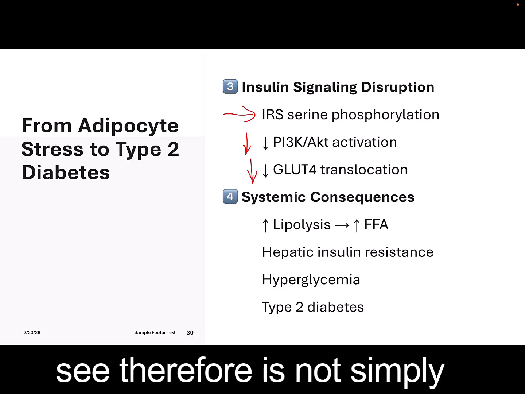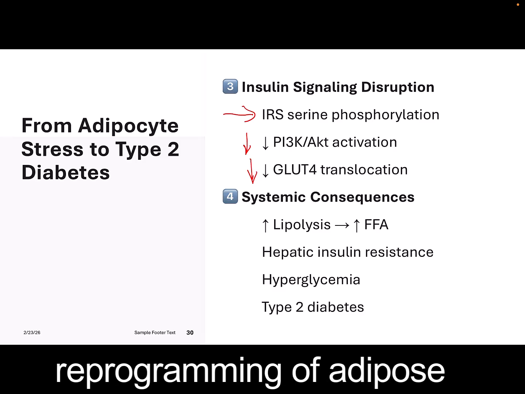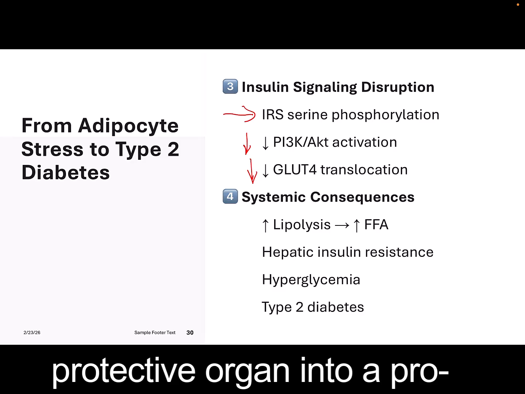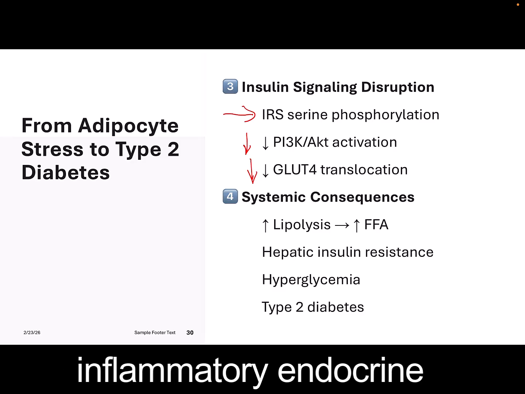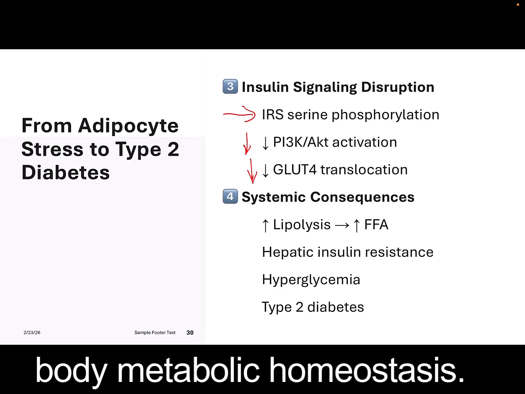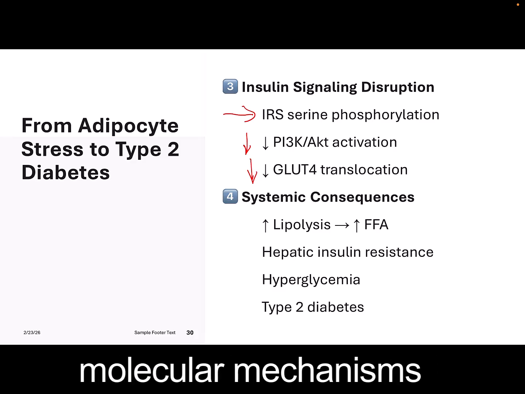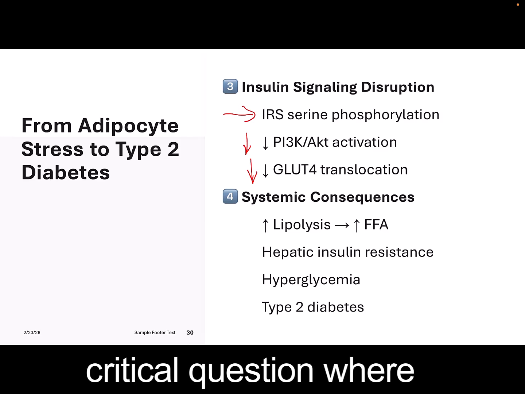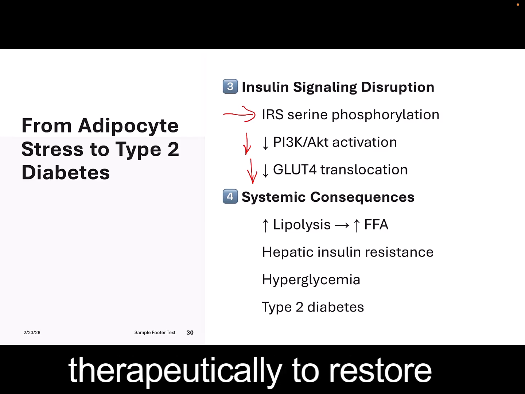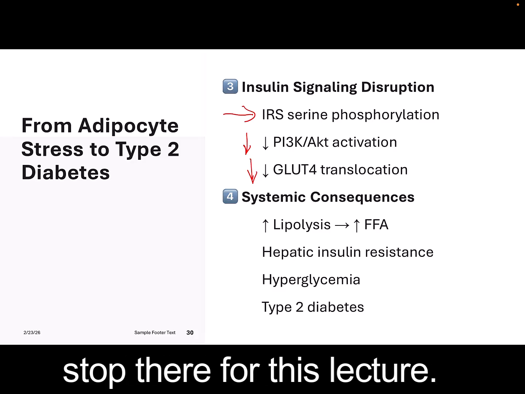What we see, therefore, is not simply excess fat mass, but a reprogramming of adipose tissue from a metabolically protective organ into a pro-inflammatory endocrine organ that disrupts whole body metabolic homeostasis. Understanding these molecular mechanisms allows us to ask the next critical question: where can we intervene therapeutically to restore metabolic balance? And we'll stop there for this lecture.